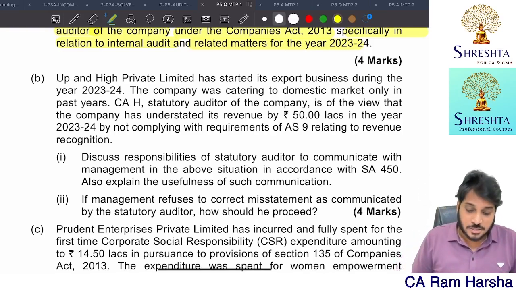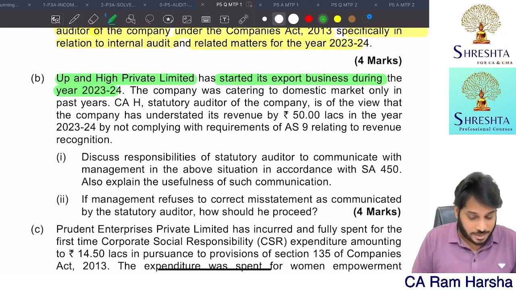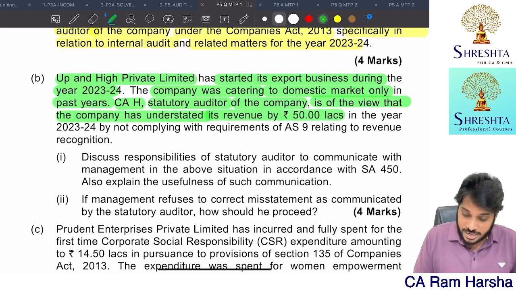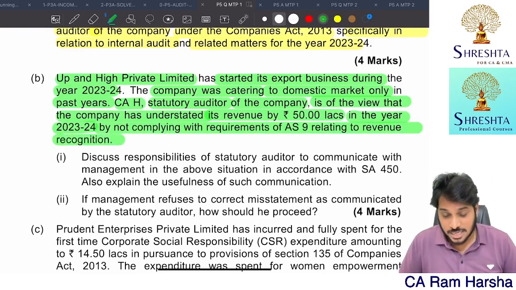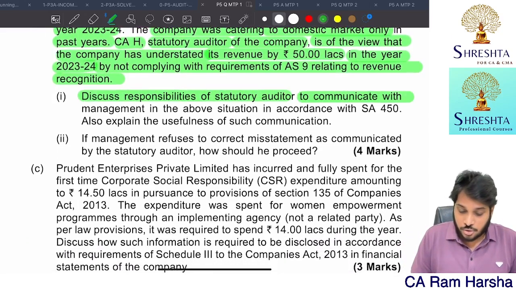Getting it? Next, Uppenhigh Private Limited has started its export business during the year 23-24. The company was catering to the domestic market only in the past years. CAH, the statutory auditor of the company, is of the view that the company has understated its revenue by 50 lakh in the year 23-24 by not complying with Accounting Standard 9 relating to revenue recognition. Discuss the responsibilities of the statutory auditor to communicate with the management in the above situation in accordance with SA 450.